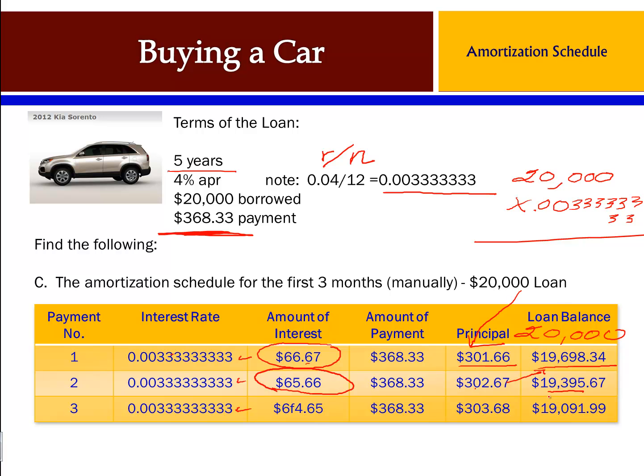One more time. We have a balance now of $19,395.67. We apply the monthly rate to that. So you take the $19,395.67, multiply it by the rate, 0.00, followed by 9 3s. You get, and ignore that little F in there, you just get $64.65. That's the interest.